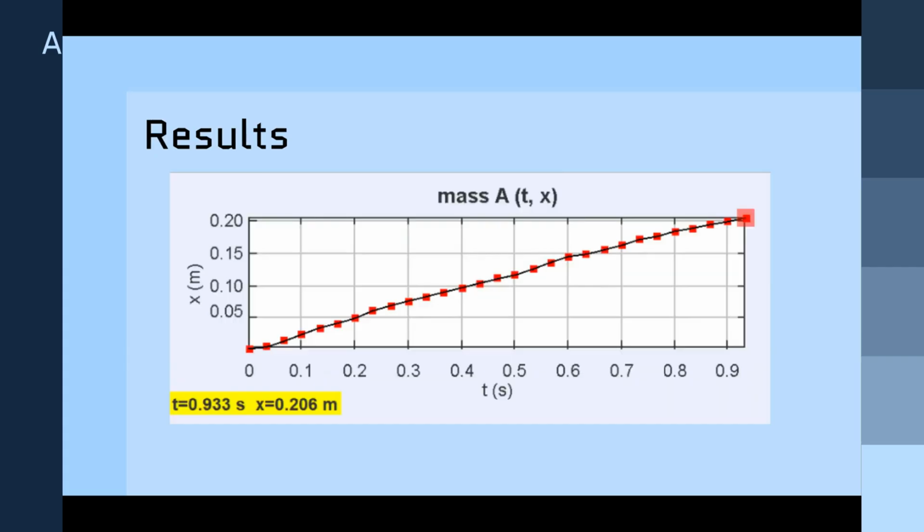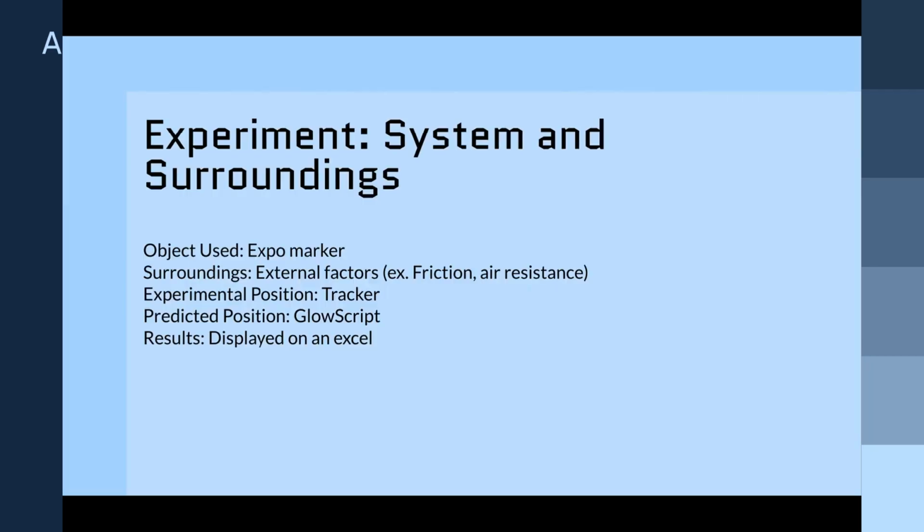This graph shows position versus time. The line is straight, which tells us the velocity is constant. If the object were accelerating, the graph would curve, since its linear acceleration is approximately zero. The system in this experiment is the expo marker. The surroundings include friction, air resistance, gravity, and the surface it is rolled on.